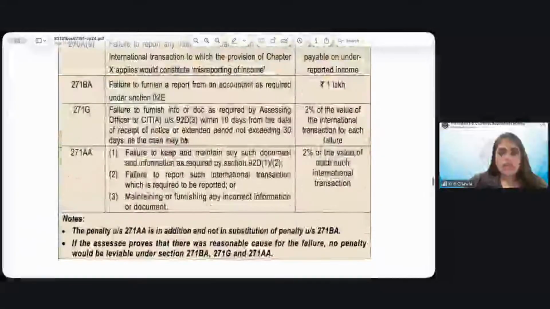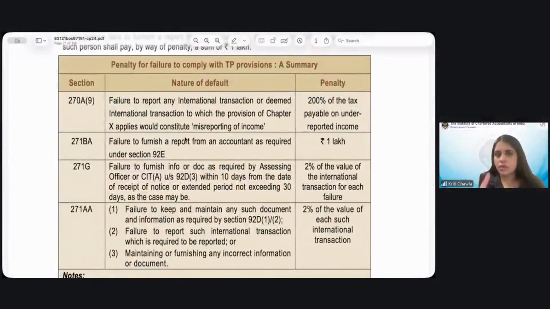Now, this is the manual that talks about the penalty where there is failure to comply with the transfer pricing provisions. There are all these sections out there. Section 270A, subsection 9 talks about the failure to report any international transaction or deemed international transaction. This is called misreporting of income, and there is a penalty of 200% of tax payable.